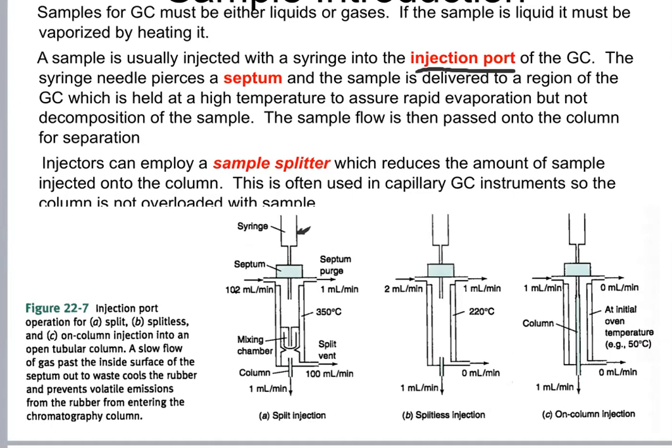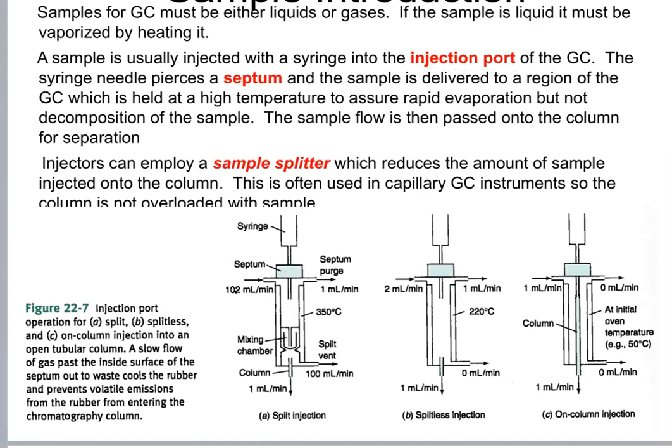And then we place the syringe through a rubber septum. So this septum is basically just like a little piece of rubber that seals the inside of the instrument off from the outside. And we can pierce it with the syringe, and that allows us to get the sample inside. And when we withdraw the syringe, that septum is supposed to close back up. Sometimes they leak and you have to replace them. It's something that you have to do to maintain your gas chromatograph. But we're going to pierce that septum and deliver our sample into this region of the injection port.